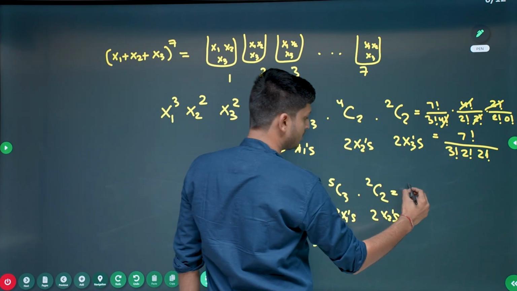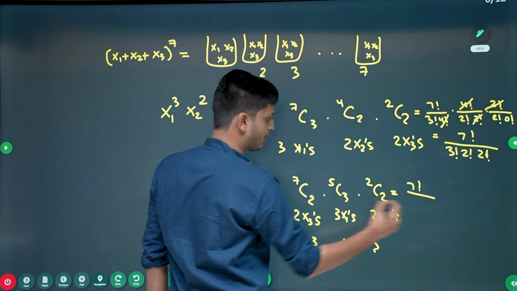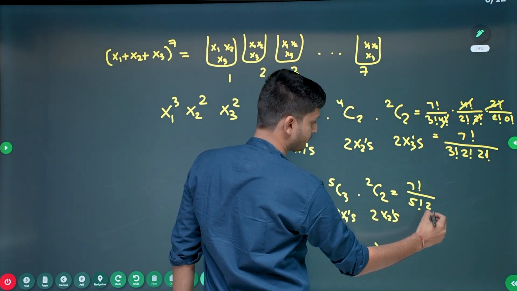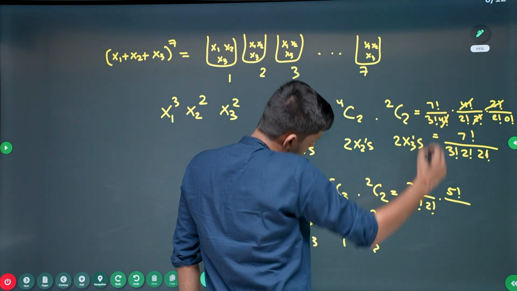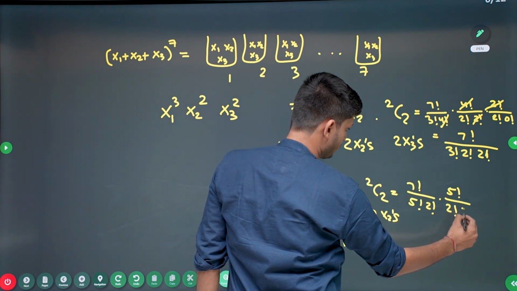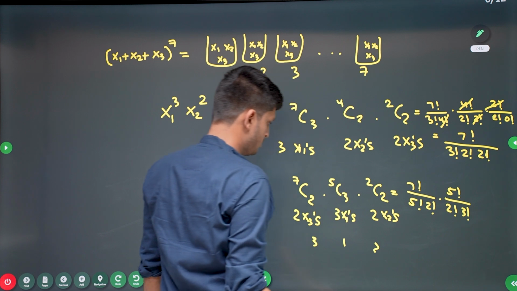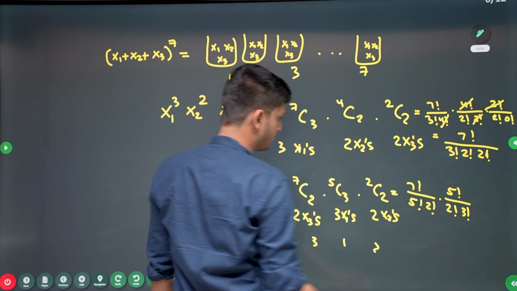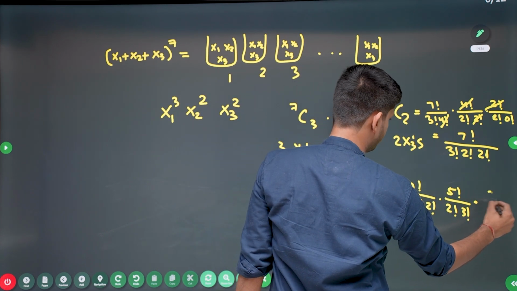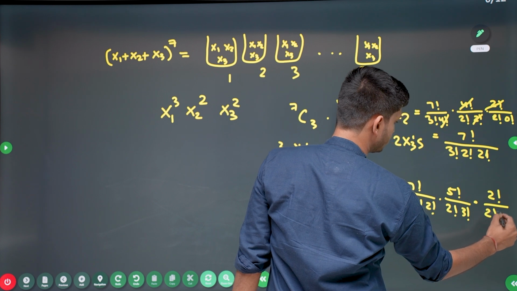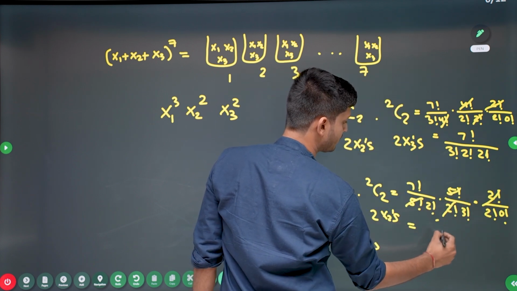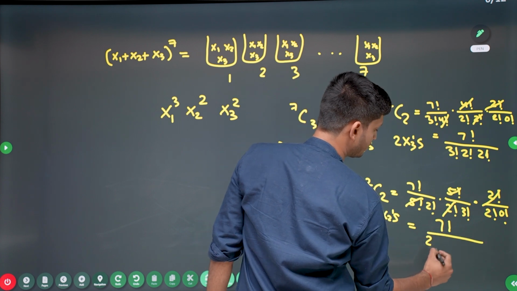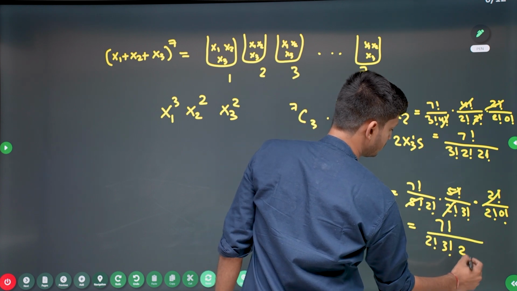If you expand the other one also, you will get the same thing. The first term is 7 factorial upon 5 factorial, 2 factorial. The second term is 5 factorial upon 2 factorial, 3 factorial. And the third term will be 2 factorial upon 2 factorial, 0 factorial. You can cancel this and this, this and this. Here also you will get 7 factorial upon 2 factorial, 3 factorial, 2 factorial. This and this are the same.